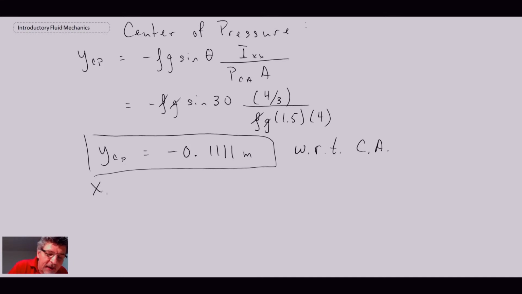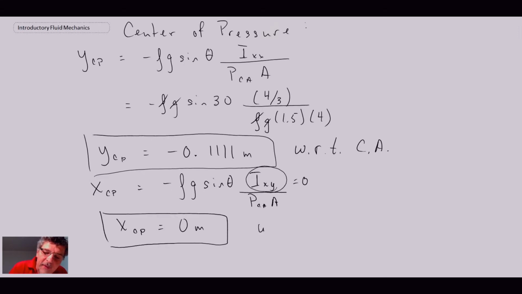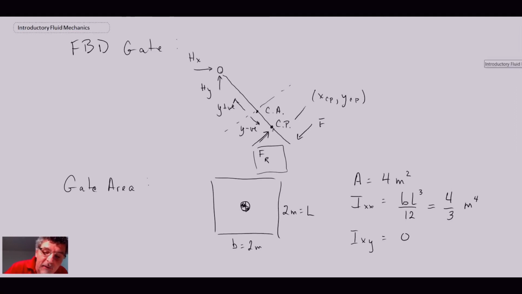And for XCP, this is an easier one, but I'll write it out explicitly anyways. We have IXY over YCA A, and we found that IXY was equal to 0 because the plate is symmetric, and consequently XCP is equal to 0 meters. That is with respect to the center of area. That just means that it's at the same location as the center of area for the y coordinate. So we've now determined where the force is acting. We figured out that it is located here, 0.111 meters below the center of area.